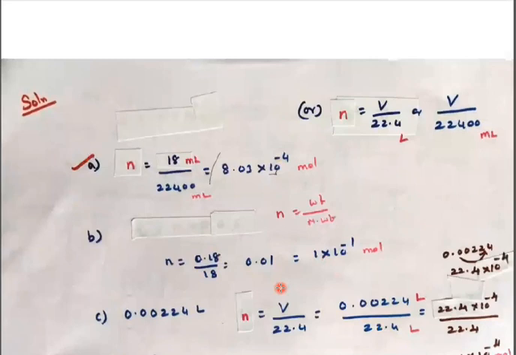The number of moles formula: N is equal to V by 22.4 liter, or V by 22,400 ml. Please learn this formula by heart. It's a short trick to find the number of moles. N is equal to volume divided by standard volume. The standard temperature and pressure volume is 22.4 if it is in liters, and if the question gives it in milliliters, 22,400.